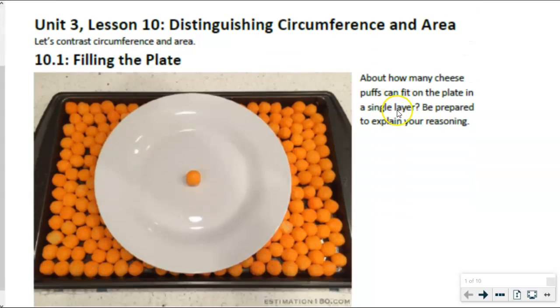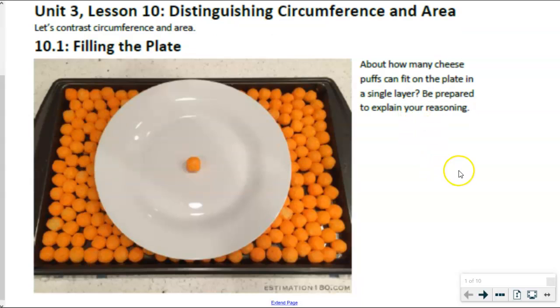To get started, we do have this warm-up, filling the plate. So, how many cheese puffs can fit on the plate in a single layer? You need to be prepared to explain your reasoning. Pause the recording so that you have a chance to work through this on your own, and only continue when you're ready to check your answer.